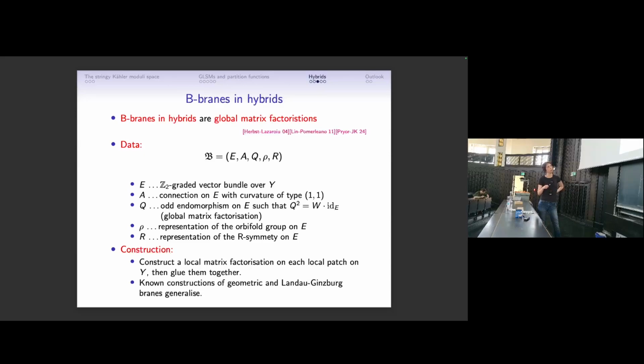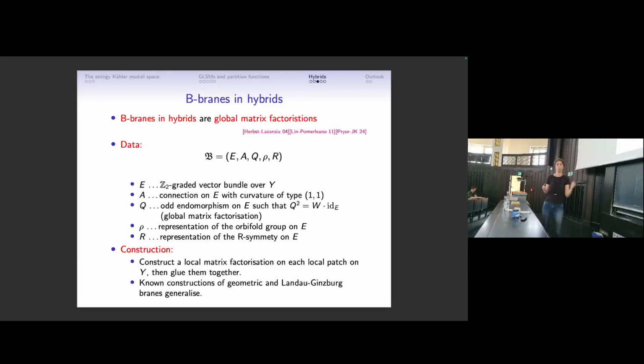We also have a matrix factorization, just like we have here. They are called global matrix factorizations. And it's also all the structures compatible with the orbifold and the R-symmetry actions that we have in the hybrid model. And the constructions themselves, so this is very explicit again, you can construct many branes in many models.